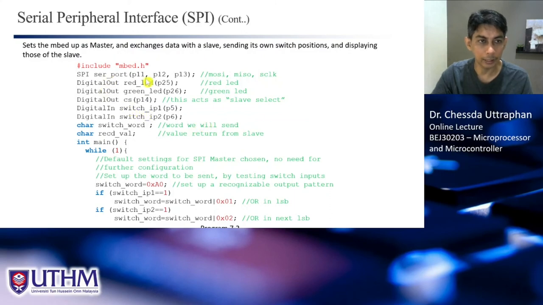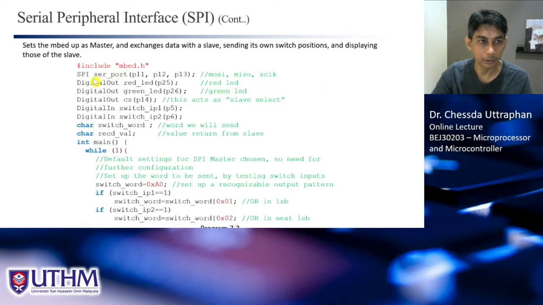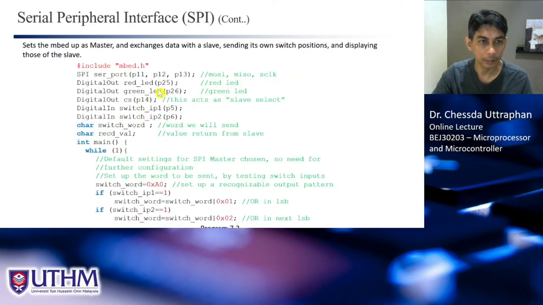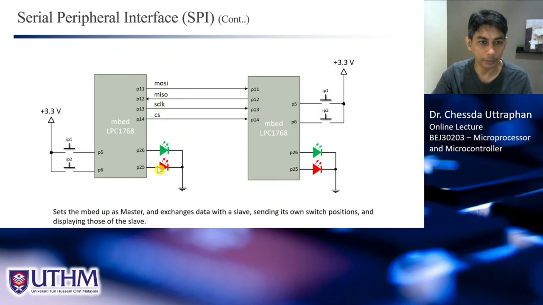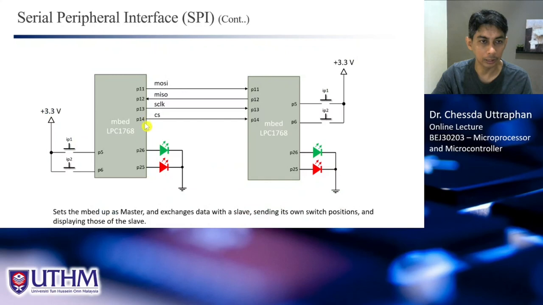Here we set this one to be a master. So this is how we set P11, P12, P13 to be a master. And the red LED out is P25. P25 is the red LED, P26 is the green LED, so the names use digital out. And we have one chip select, CS, P14.